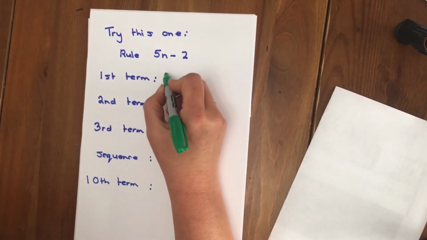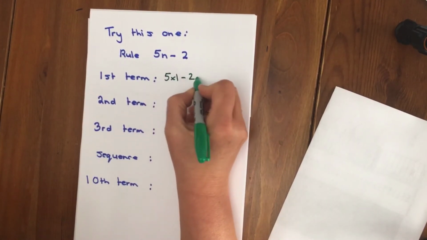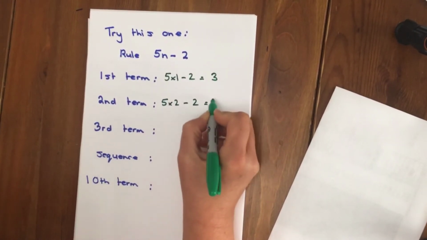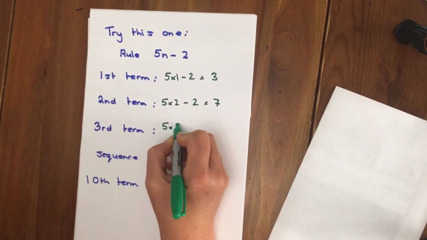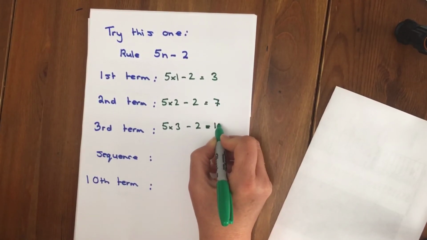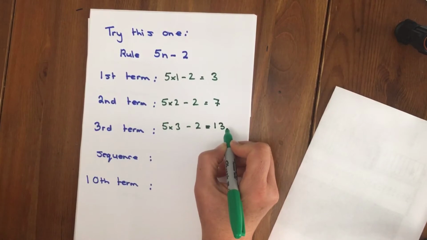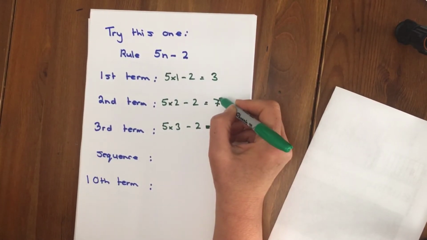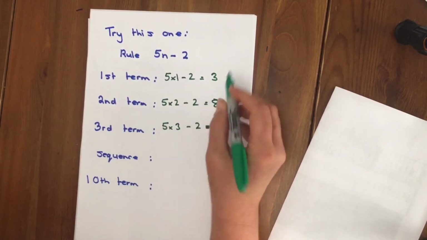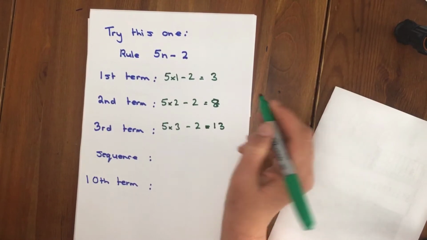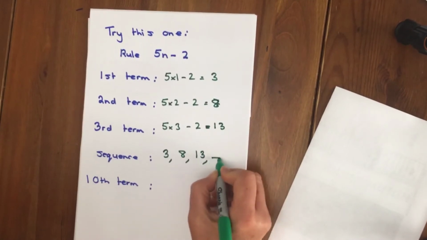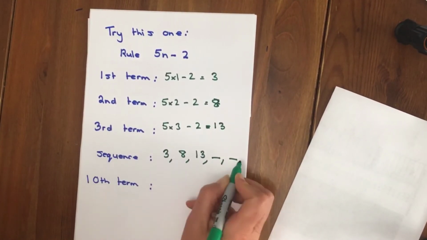Okay, so n is 1, the answer is 3. n is 2, answer is 7. n is 3, 15 minus 2. 15 minus 2 is 13. I can see this is going up. Sorry, 5 times 2 is 10 minus 2 is 8. I can see this is going up in 5s. So my sequence is 3, 8, 13, and my sequence is going up in 5s.